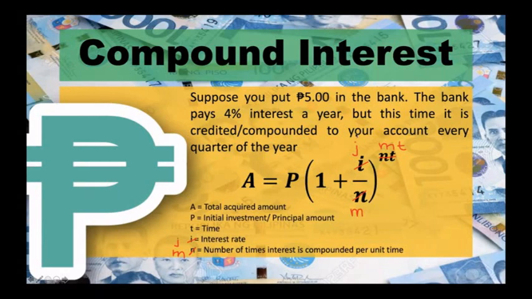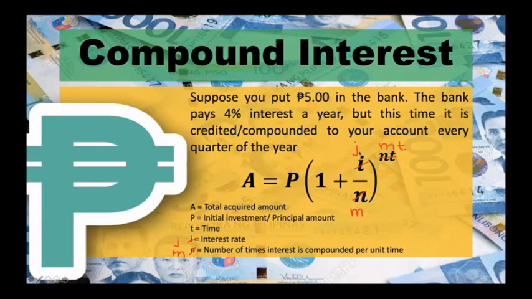Because this one is the I, right? J divided by M. The N is this, MT. Okay, did I apply this? I think I did. 5 pesos and then 0.0. But this one is quarterly, 1 year, right? Quarterly and then 1 year. So the M here is what? Quarterly. M is 4. What's the T? 1. Okay. What's the J?